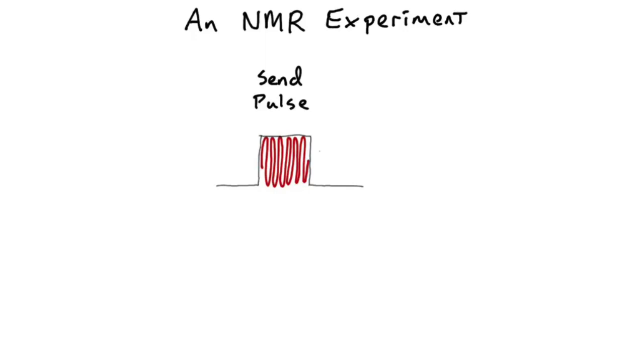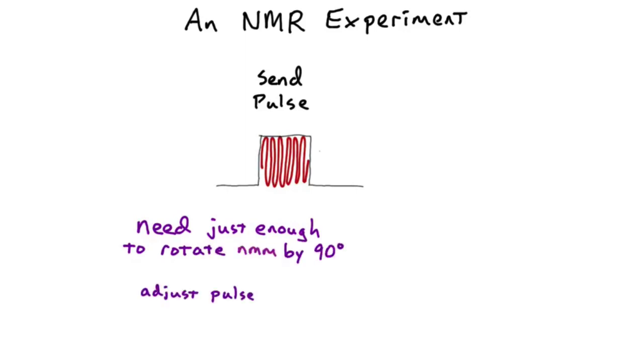Okay, so we send in this little bit of radio frequency energy, and again, we put in just enough to rotate it down to about 90 degrees. You can also intentionally rotate it a little less than 90 degrees so it relaxes faster and you can repeat faster, but we'll ignore that for now because that complicates things. This is a parameter that you adjust, right? What amount of energy you need to put in to tip the nuclei down 90 degrees. We'll talk about that in a minute.